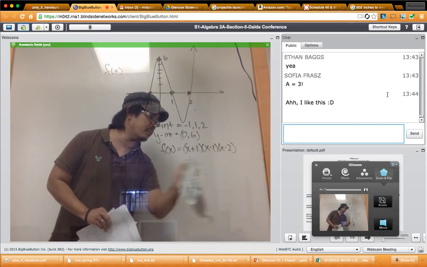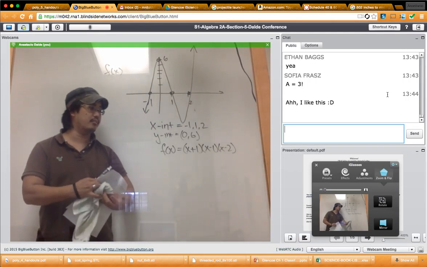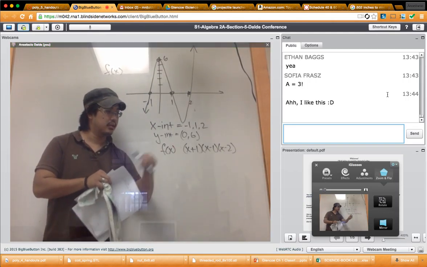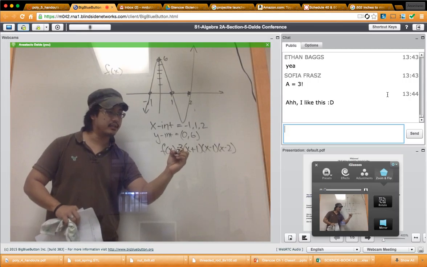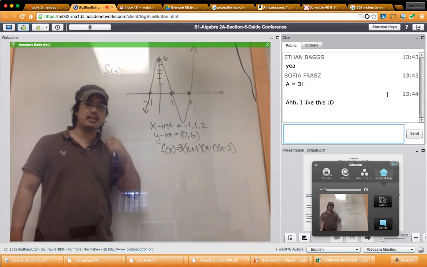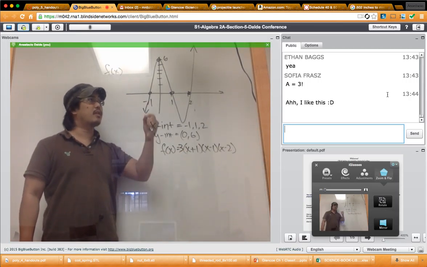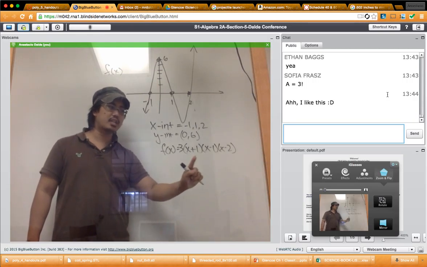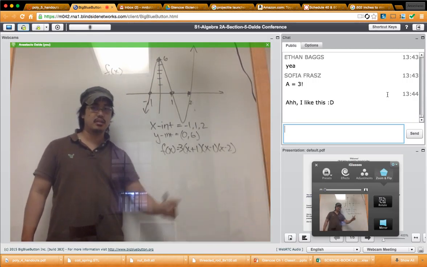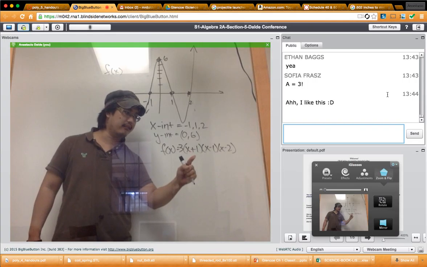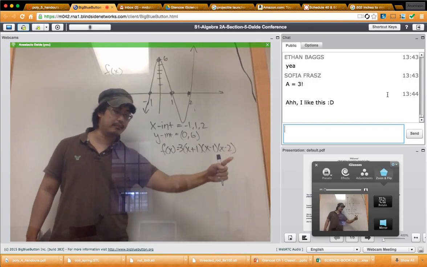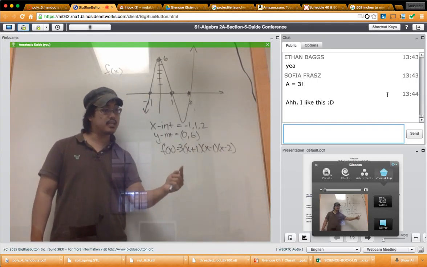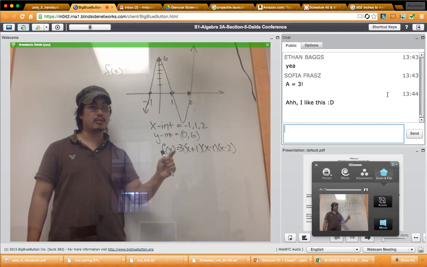So what I'm suggesting is that if you multiply a 3 out in front, that's going to give you the correct y-intercept, but it's not going to change the x-intercepts. Your x-intercepts are still going to hit at negative 1, positive 1, and positive 2. But this time, this graph looks a little bit more correct.